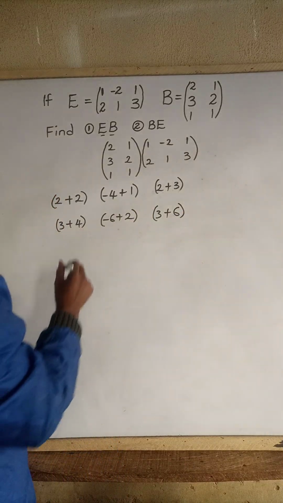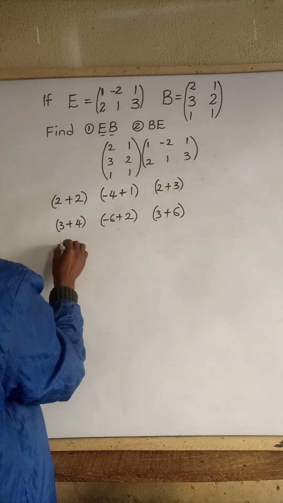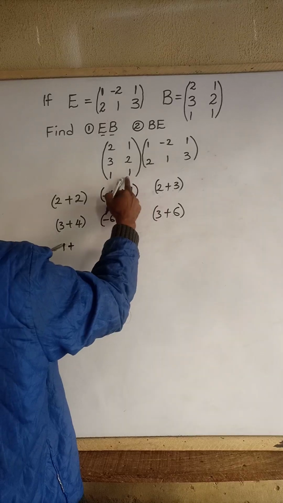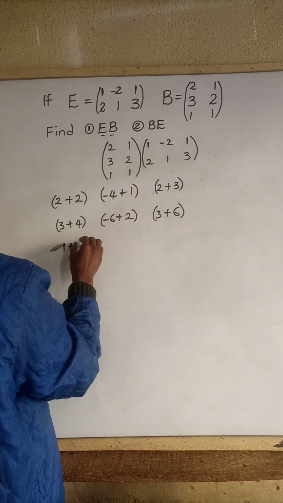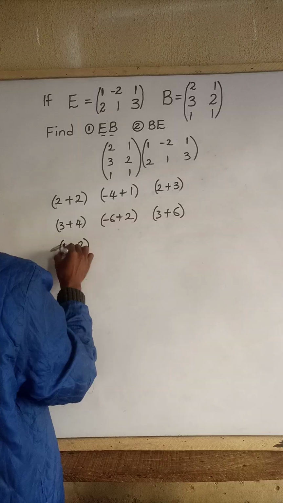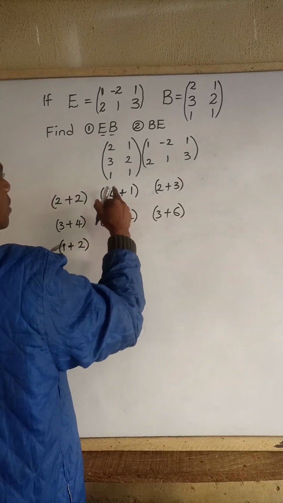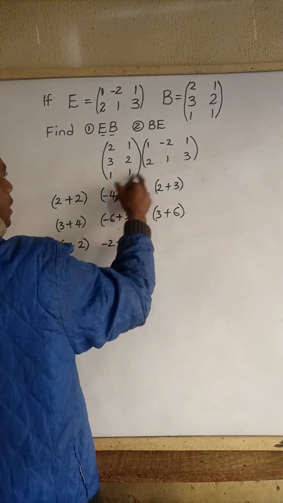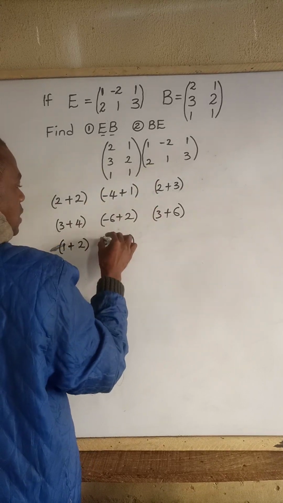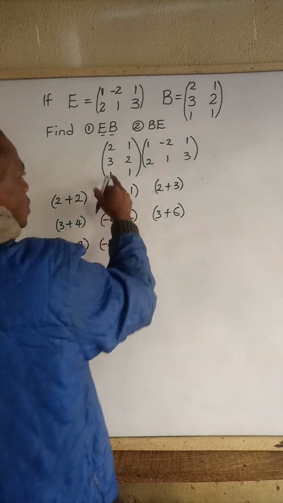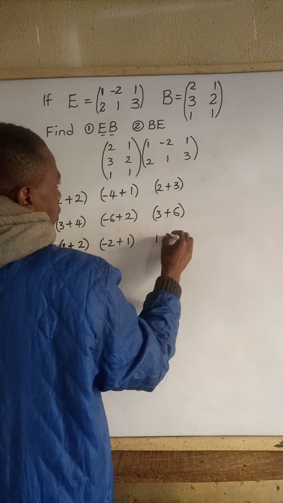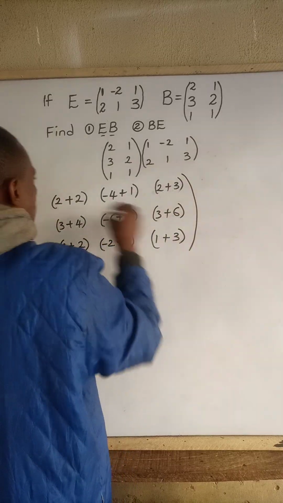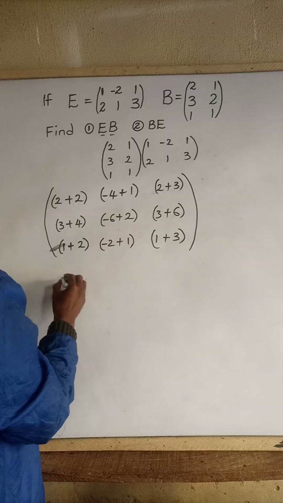We move to the seventh element, which is 1 times 1 is 1, plus 1 times 2 is 2. This is the seventh element. We move to the eighth element. 1 times minus 2 is minus 2, plus 1 times 1 is 1. This is the eighth element. We move to the last element, which is 1 times 1 will give us 1, plus 1 times 3 will give us 3. So let me now simplify all of them.